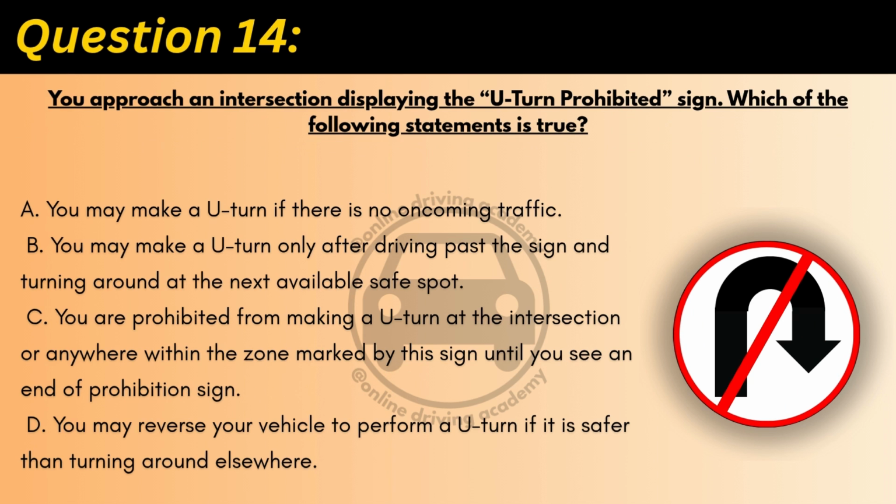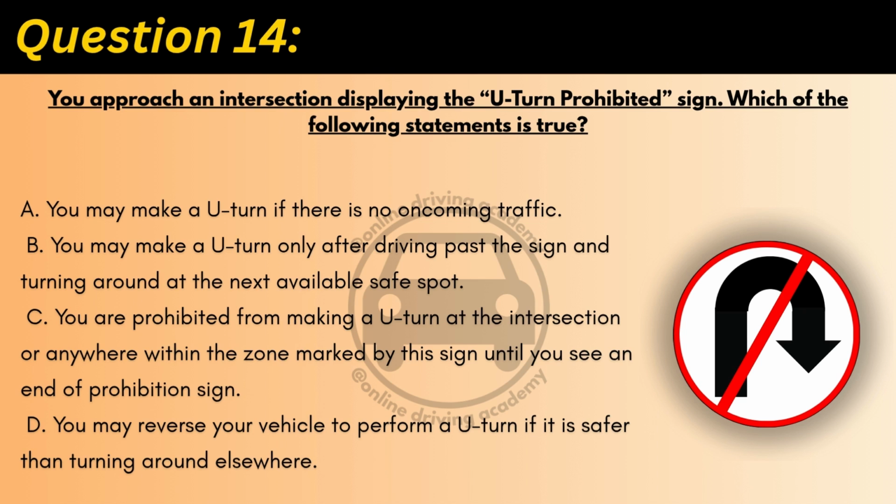You approach an intersection displaying the U-turn prohibited sign. Which of the following statements is true? Now obviously you need to look for the statement that's going to mention that you are not allowed to make a U-turn, obviously at that sign. So is it option A? You may make a U-turn if there's no oncoming traffic. Automatically option A is incorrect.